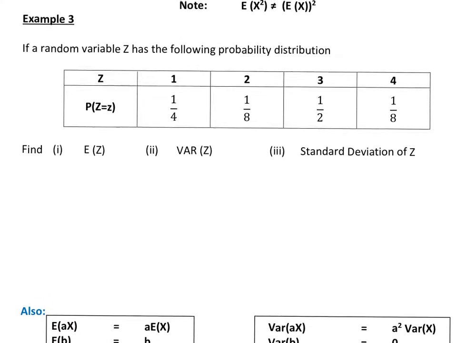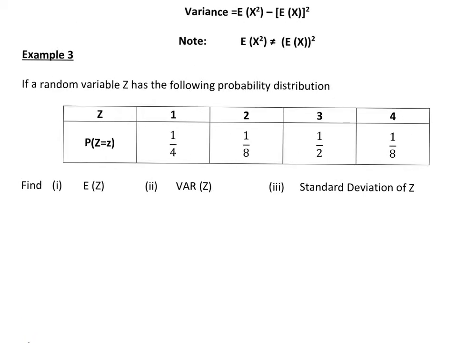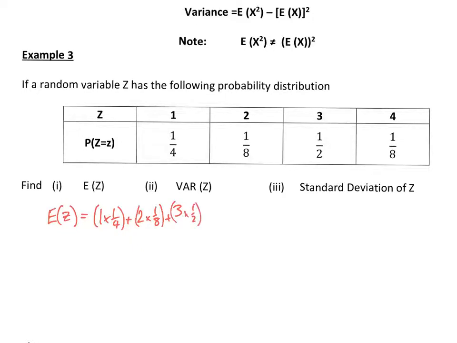A random variable z has the following probability distribution. And we're first of all asked to find what expected value of z is. Well, the expected value of z is going to be the values of z multiplied by their probabilities. So it's 1 times a quarter plus 2 times an eighth plus 3 times a half plus 4 times an eighth. And when we work through that, we get that that's 2.5, 5/2. So that's the expected value of z.